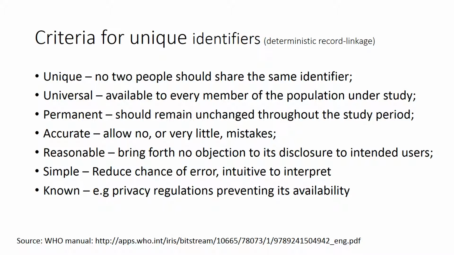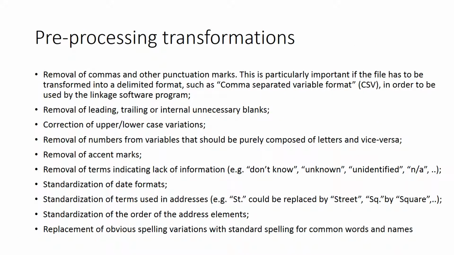As much as possible, they should be simple to reduce the chance of error, and they should be intuitive to interpret. And of course, they need to be known, so no privacy regulations preventing its availability in either dataset. So once your data has become available, there are a number of pre-processing transformations you could consider in order to improve the linkage process. I will go over a few of them.